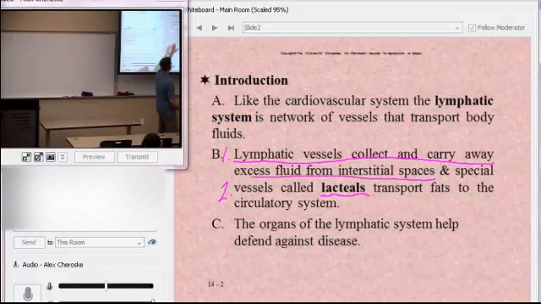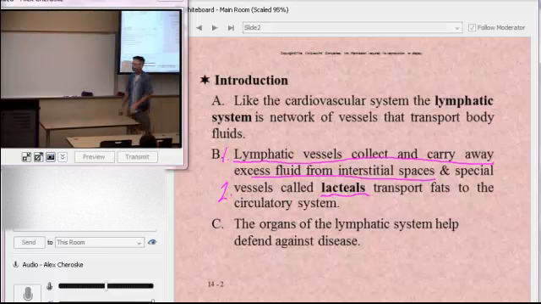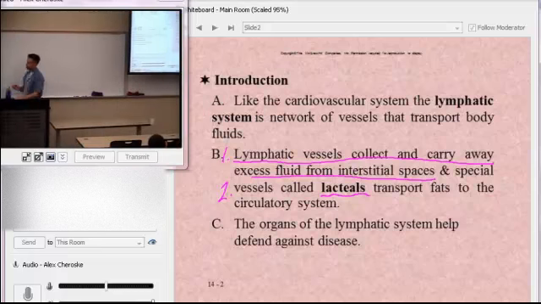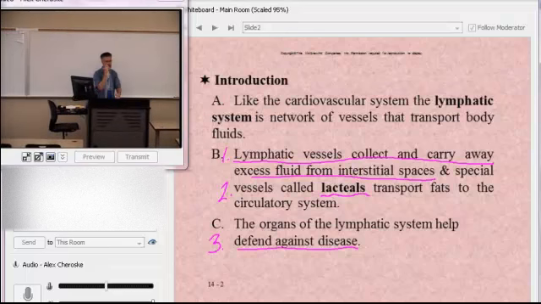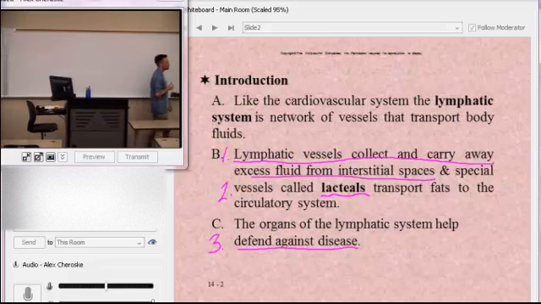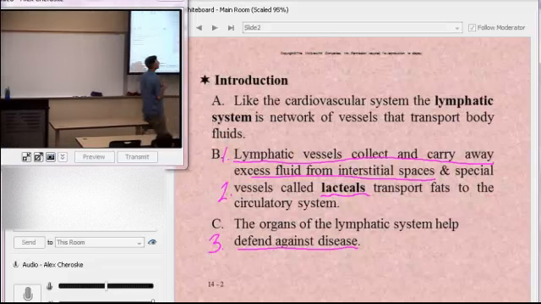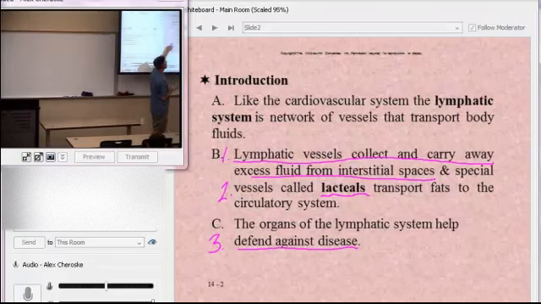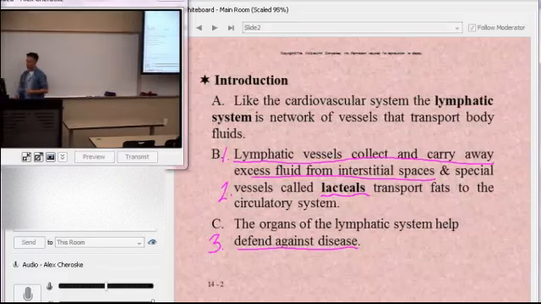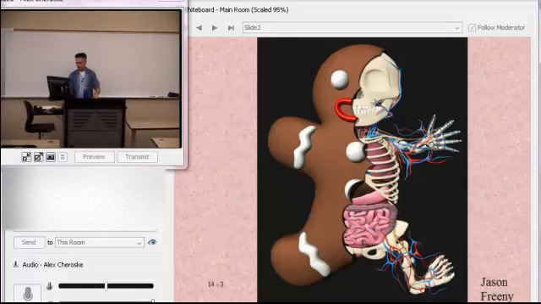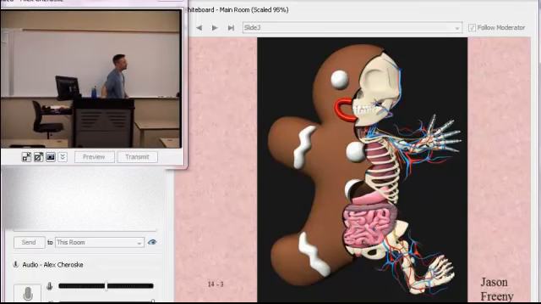Okay? Now we won't talk too much about that second function, but it is something that the system does. The third major function is that the lymphatic or the immune system helps to defend against disease. So in this chapter, we'll mainly talk about functions 1 and 3. We may mention 2, the lacteals, when we get to the digestive system again, but the other 2 functions are much bigger. Okay, so let's start simply by talking about the lymphatic system.